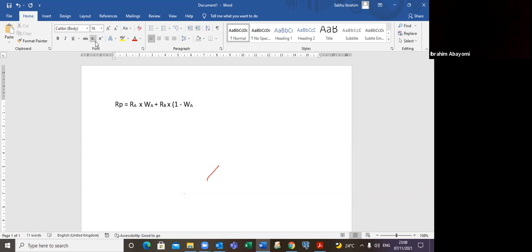This is how to compute your return on portfolio. Return on portfolio is equal to return on asset A times weight of A plus return on asset B times 1 minus weight of asset A. Now, let me explain what I mean by this and this.